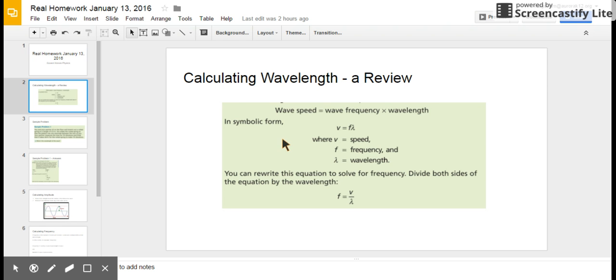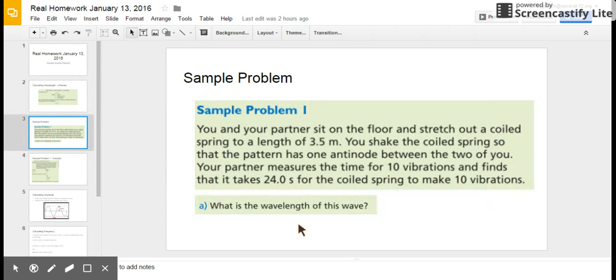The first thing we're going to go through is calculating wavelength, which is a review. We know that wave speed equals wave frequency times wavelength. We can rearrange that formula to get frequency, which is frequency is speed over wavelength, or we can rearrange it for wavelength equals speed over frequency. There are different options.